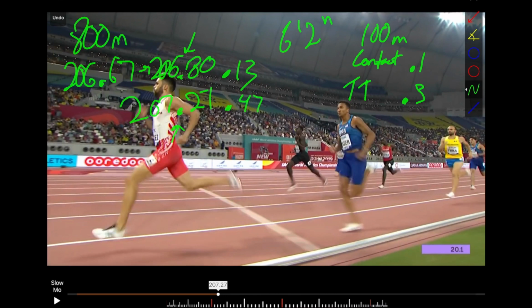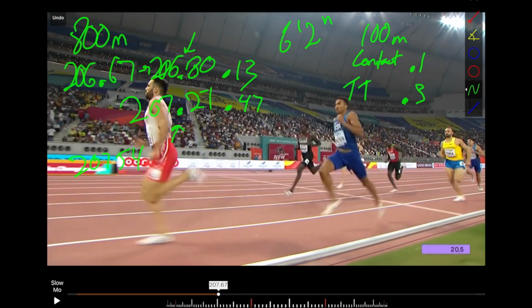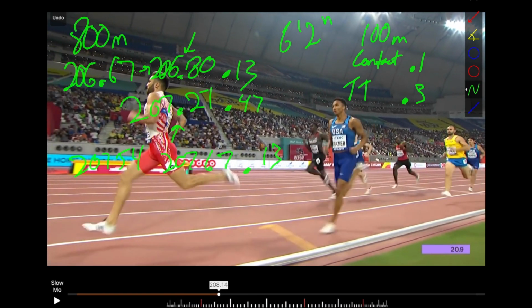0.47. We'll go on the left side now. 2:07.54. 2:07.67, which is again 0.13. 2:08.14. So that's a little bit lower. Oh no, sorry. Yeah, it's about the same thing, 0.47.